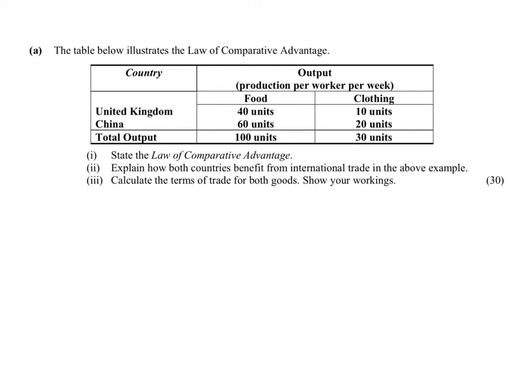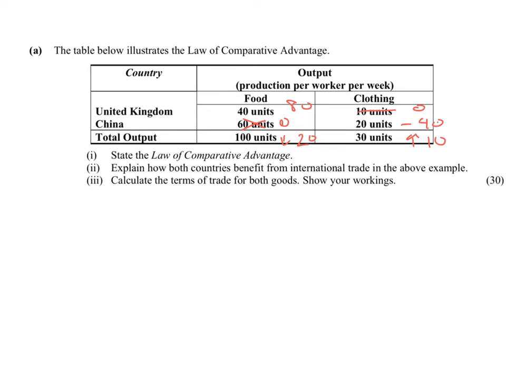So China's not going to produce food anymore, so that goes to 0, and this is going to double to 40. UK is not going to produce clothing anymore, so that's going to go to 0, and this one's going to double to 80. So what's happened here then is the total has increased by 10 here, and the total has decreased by 20 here. But again, you're looking at the percentages.